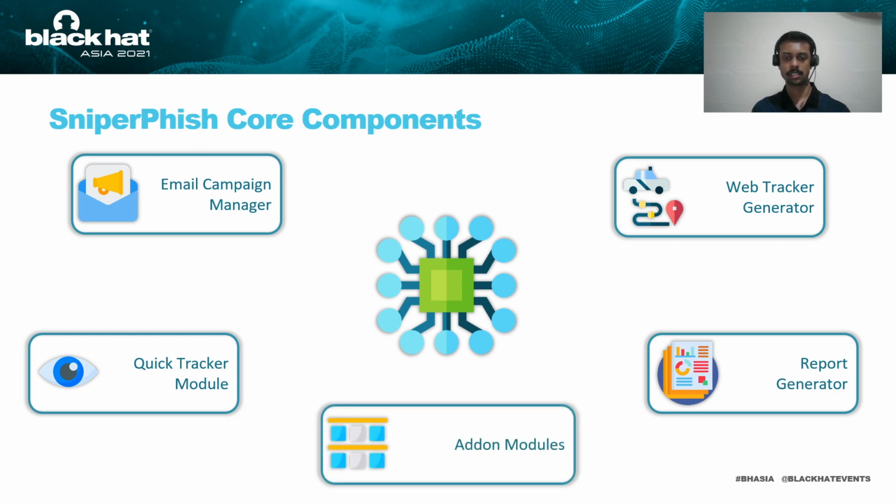The last one is add-on modules. We know that to conduct an advanced spear phishing campaign, we may need to host payloads or encode payloads or any other data which is required for conducting the spear phishing campaign. SniperPhish itself helps us to do this.